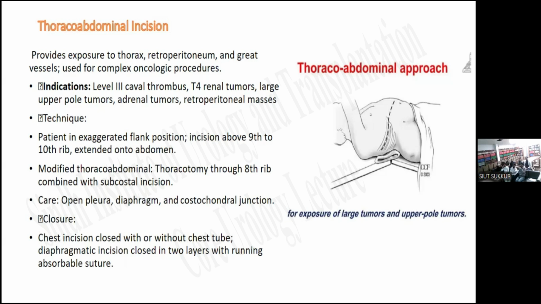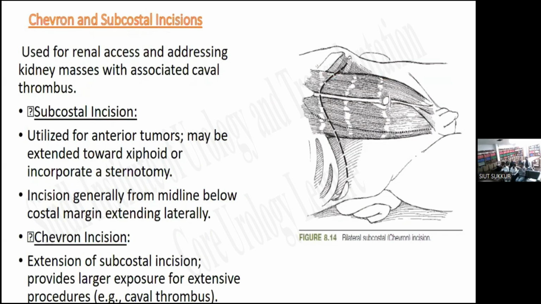Care should be taken when opening the pleura. As we know, the pleura can extend anywhere from the 10th to the 12th rib, so care should be taken to avoid injury to the pleura. This is closed usually with or without a chest tube. Diaphragmatic incisions are closed in 2 layers with running absorbable sutures.